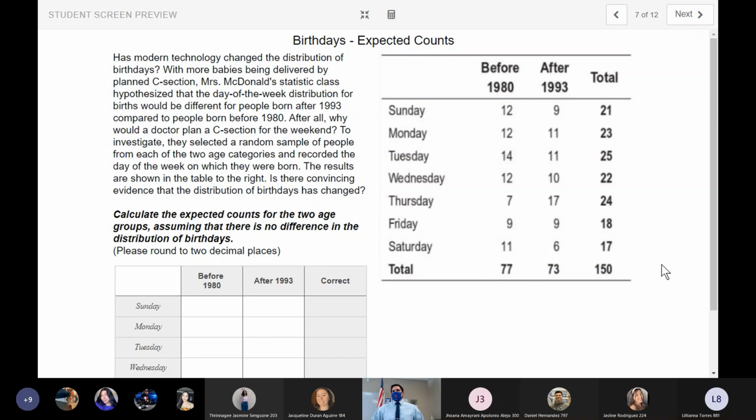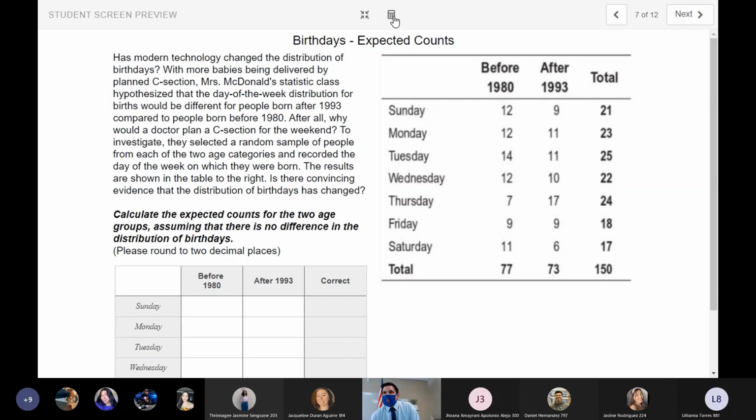After all, why would a doctor plan a C-section for the weekend? To investigate, they selected a random sample of people from each of the 2 age categories and recorded the day of the week on which they were born. The results are shown in the table to the right. Is there convincing evidence that the distribution of birthdays has changed? So this will be the context for the next few problems so that we can ultimately try to answer that question. First, we need to calculate the expected counts for the 2 age groups, assuming that there is no difference in the distribution of birthdays. Please round to 2 decimal places.